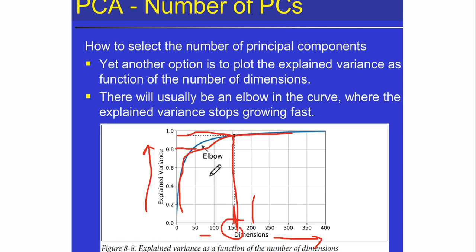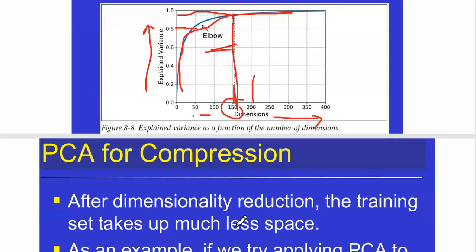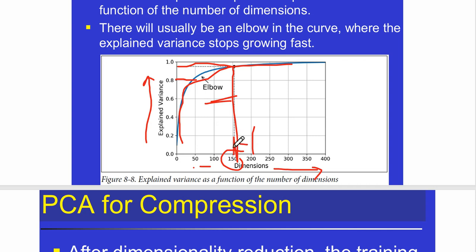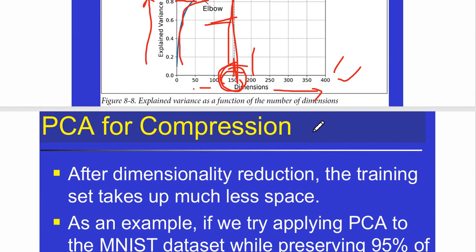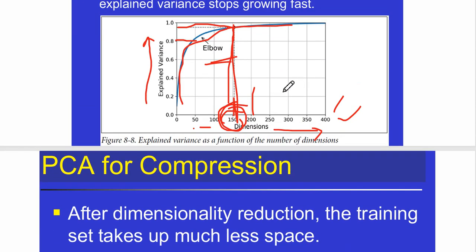Okay, so from the elbow method, by this diagram, what we can observe is that, for example, we have 400 dimensions, 400 features, in our data set, but if you consider 150 features, we may get a 0.95 explained variance ratio. That means we get almost the actual original data with only 150 dimensions out of 400 dimensions of the actual data set. For that purpose this diagram is helpful.